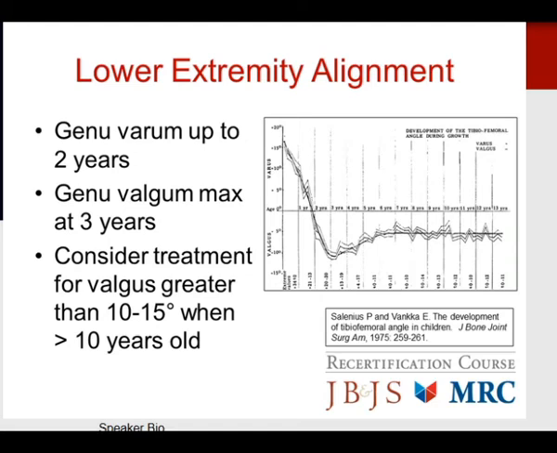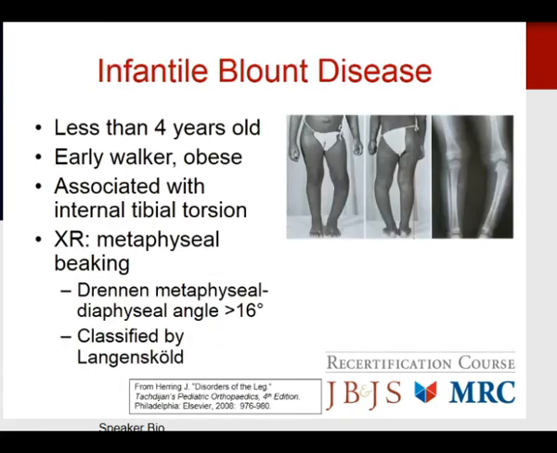You should consider treatment for valgus greater than 10 to 15 degrees when the child is older than 10. Infantile Blount's disease, on the other hand, represents a pathologic tibia vara. This is frequently seen in children less than 4 years of age. Frequently these are obese children, and it is associated with early walking, and often they have internal tibial torsion on examination as well.